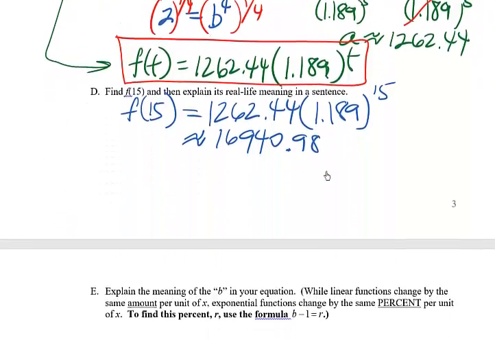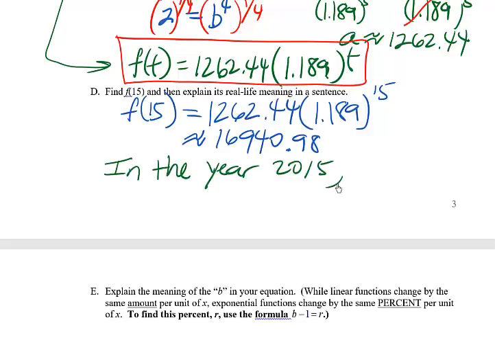Well, the 15 is in the input position, the T position. So the 15 means 15 years since 2000. In other words, we're talking about the year 2015. The output number would be the money. This is $16,940.98. What are we saying? We're saying in the year 2015, the value of the stock was $16,940.98.